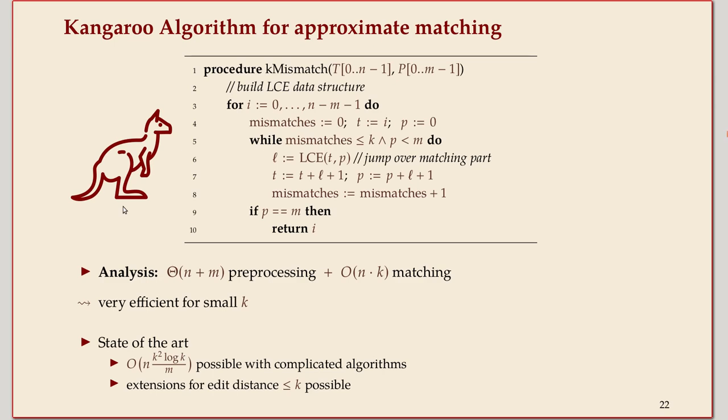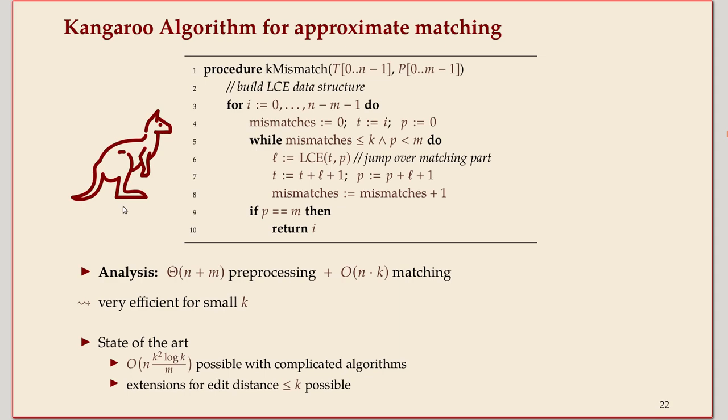It's called the Kangaroo Algorithm because figuratively it checks two positions. It checks each position that could be a match after each other. So for every possible position i in the text, we check, does the pattern occur here? And the kangaroo comes into the game by jumping over equal parts. And we do this in one step, because the LCE data structure allows us to do exactly that in constant time. The kangaroo always lands on a position where there's a mismatch. Otherwise, it would have jumped further.